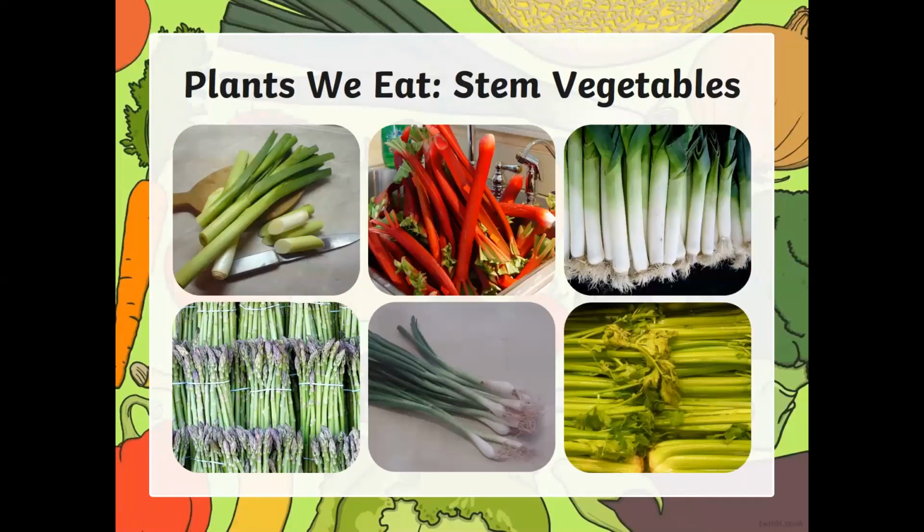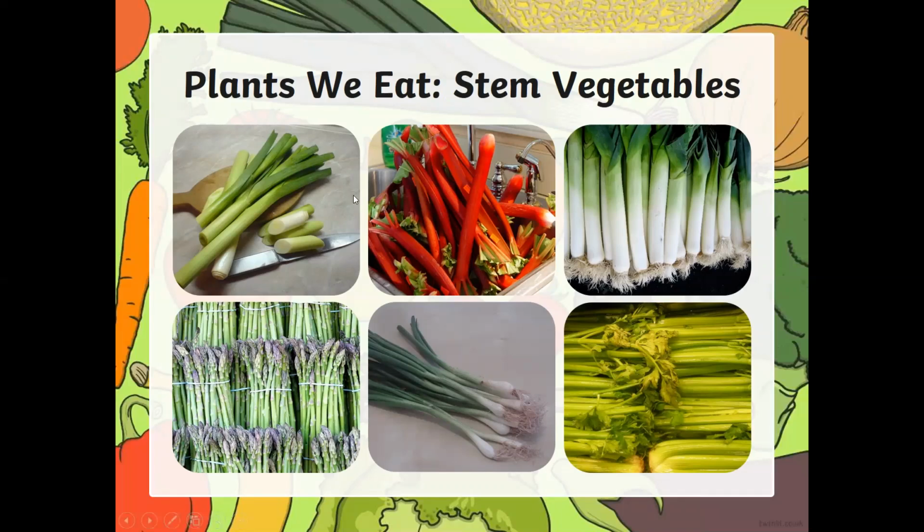Now we finished the root vegetables. Let's start with the stem vegetables here. Now the stem vegetables, we said that the stem is the part in the plant that holds it straight. It's tall, and we said sometimes it's green and sometimes it's brown. But we also can have other colors in other countries. Okay?